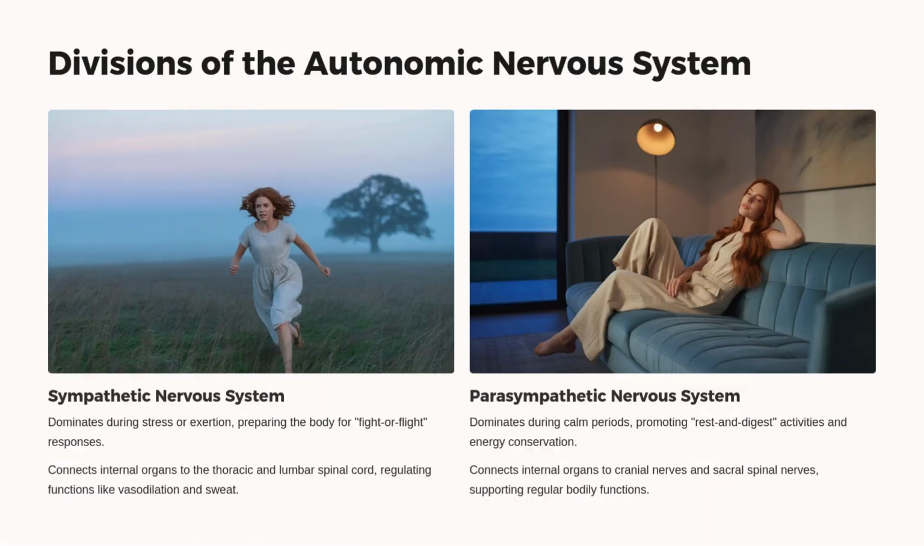Divisions of the autonomic nervous system. Sympathetic nervous system. Dominates during stress or exertion, preparing the body for fight or flight responses. Connects internal organs to the thoracic and lumbar spinal cord, regulating functions like vasodilation and sweat. Parasympathetic nervous system. Dominates during calm periods, promoting rest and digest activities and energy conservation. Connects internal organs to cranial nerves and sacral spinal nerves, supporting regular bodily functions.